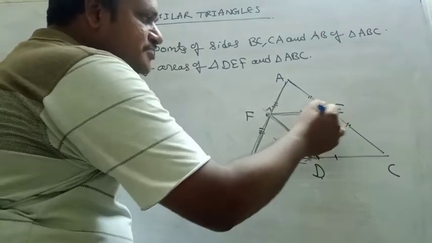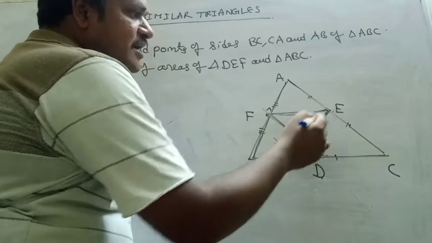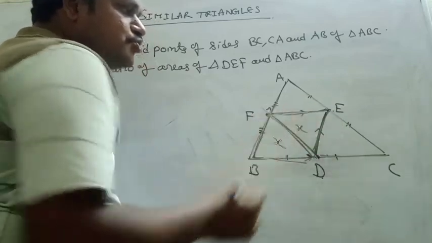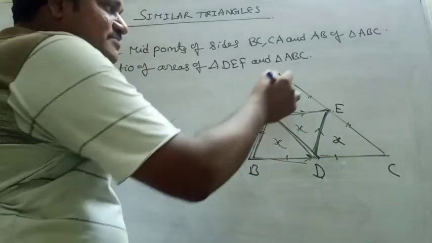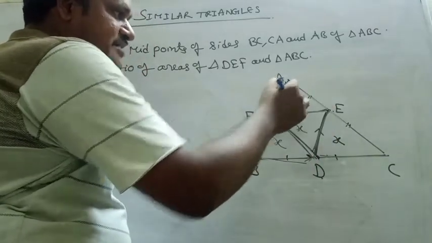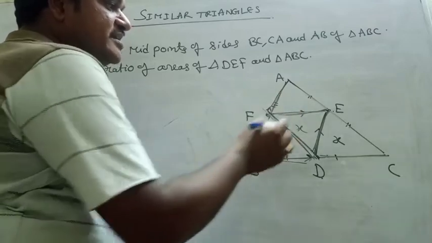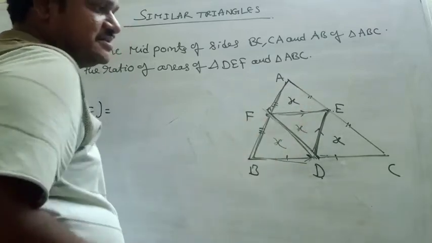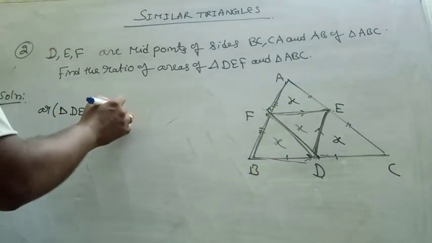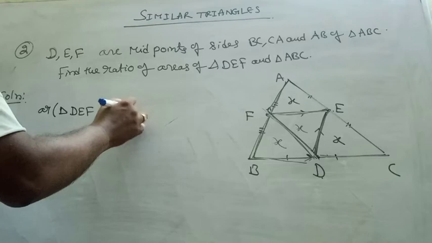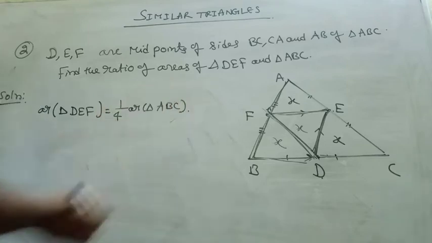Similarly, this is also a parallelogram. This is parallel and these are parallel. And this diagonal will divide this into two triangles of equal area. That means if this is x, this is x. Similarly, this is also a parallelogram, because the diagonal will divide it into two triangles of equal area. Therefore, if this is x, this is also x. Therefore, four equal areas. We can say that the area of triangle DEF is equal to 1/4 of the area of triangle ABC.